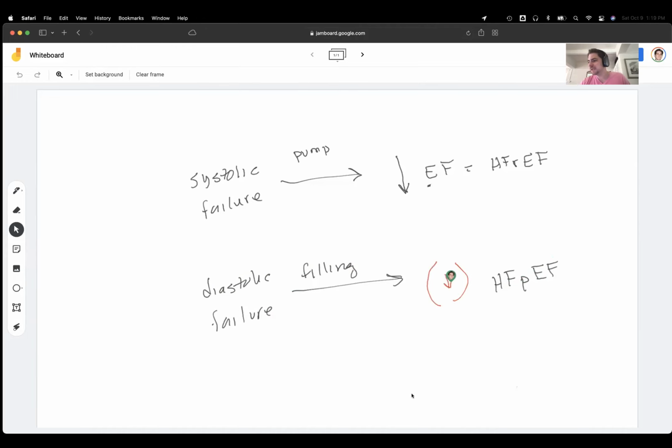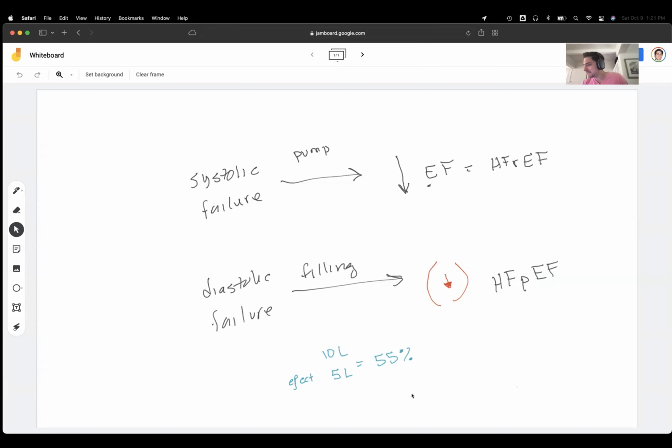Okay, so I'll use arbitrary numbers here. Let's say you originally had 10 liters in your heart, I know you don't, but if you had 10 liters in your heart and you were able to eject 5 liters of that, that's an ejection fraction of about 50%. The liters aren't correct, but that's what it should be.